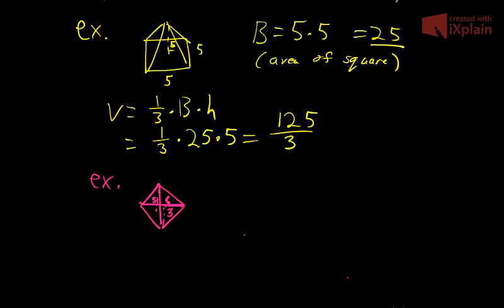So first I want to find the area of my base. So my base is going to be equal to 1/2 times the length of this triangle, which is 6, times the width of the triangle, which is 3.